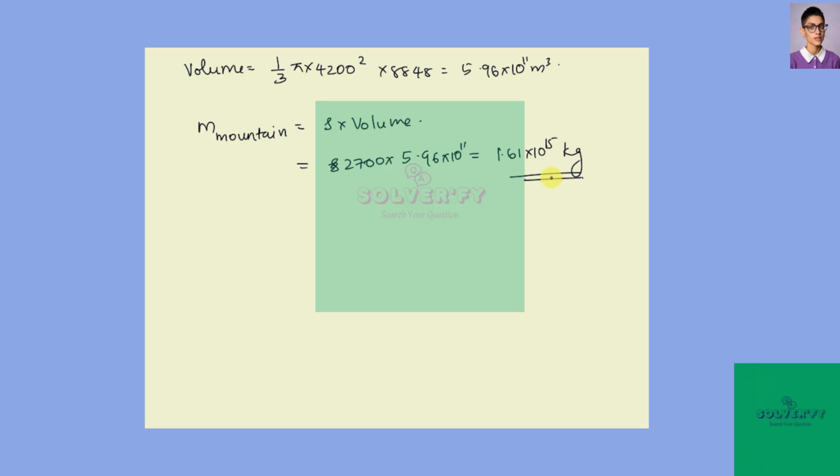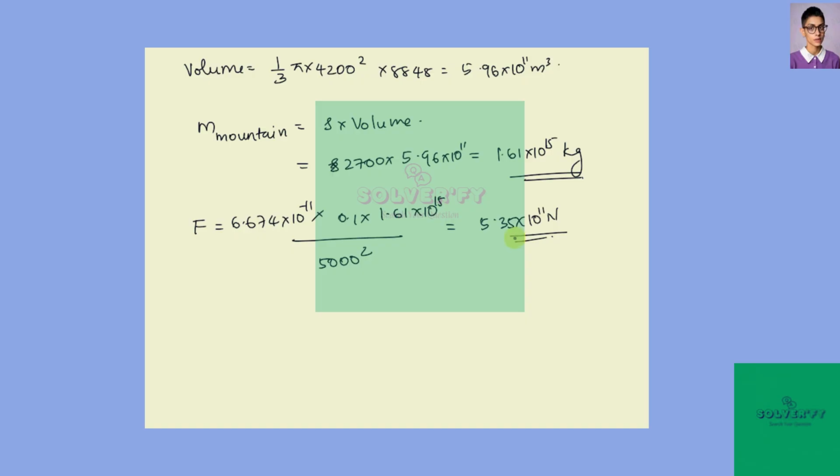Now we can calculate the gravitational force. F is equal to 6.674 into 10 raised to minus 11 multiplied by 0.1 into 1.61 into 10 raised to 15 divided by 5000 square, which is equal to 5.35 into 10 raised to 11 Newton. Now this is the gravitational force acting on the plumb ball due to the Mount Everest.